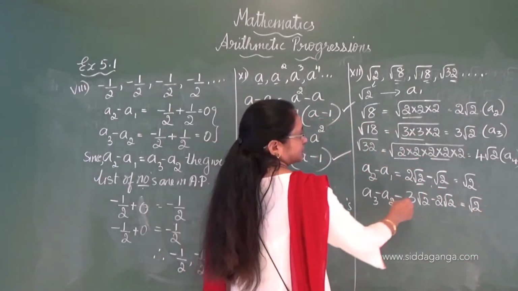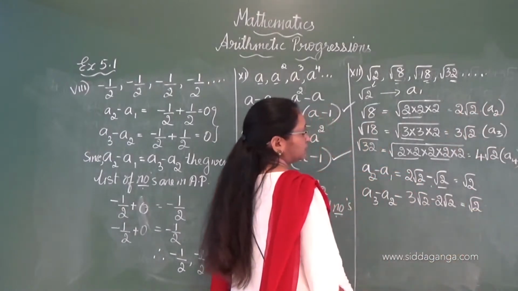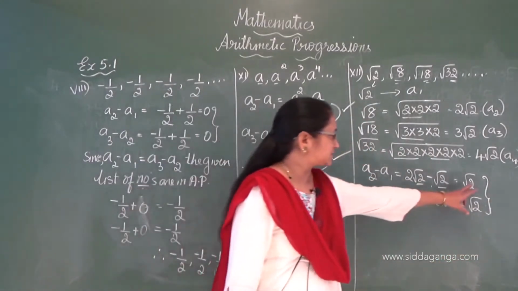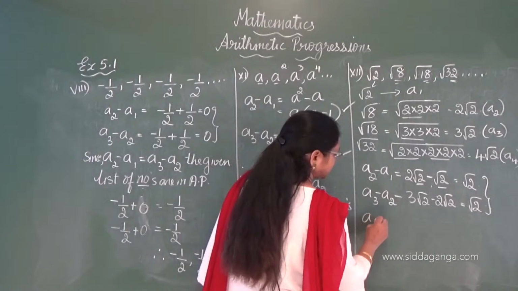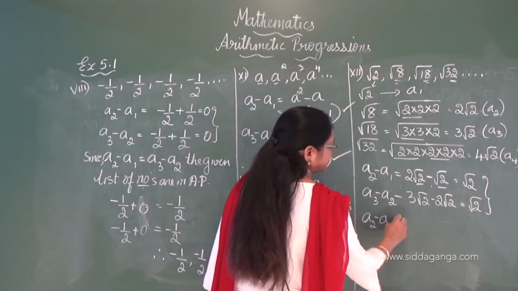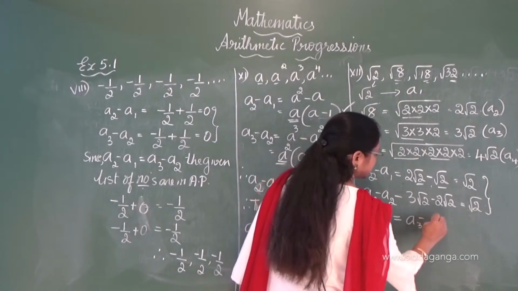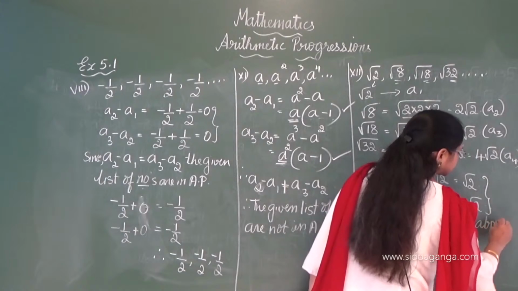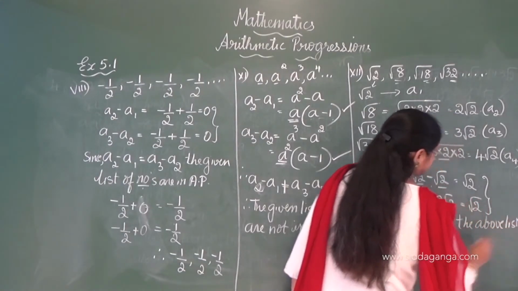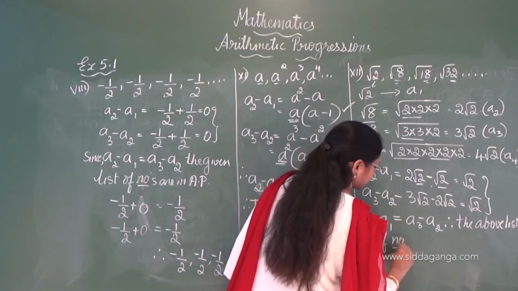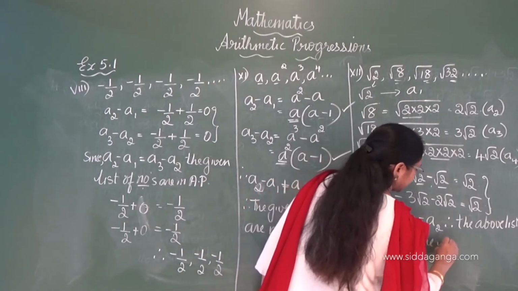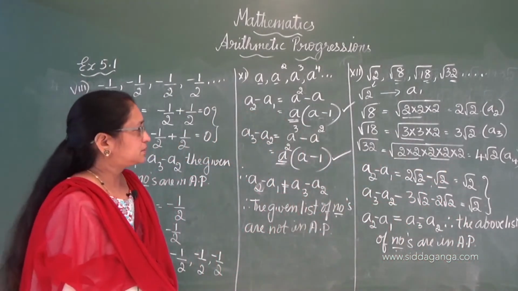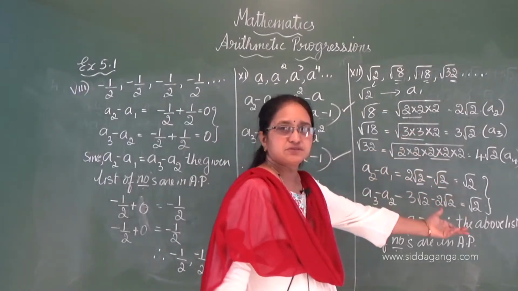Next, okay, enough I think. So, we can come to the conclusion that they are in AP since the common difference is the same, that is root 2. So, you can write like this: a2 minus a1 is equal to a3 minus a2. Therefore, the above list of numbers are in AP. Now, next 3 terms you have to find out.